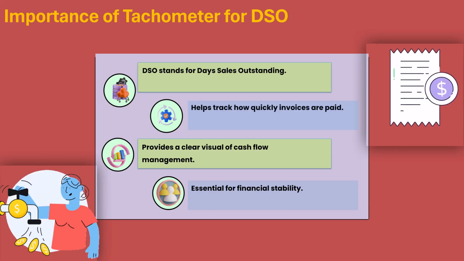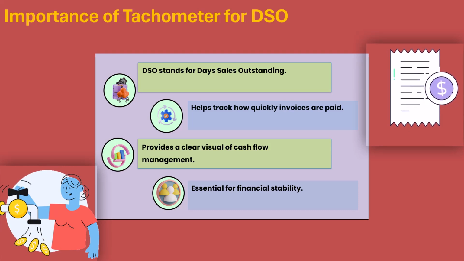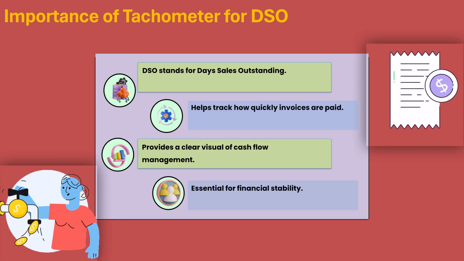Now let's talk about DSO, days sales outstanding. It's a critical metric that tells businesses how long it takes customers to pay invoices. If you've ever waited for a friend to pay back borrowed money, you know the feeling. A tachometer visual makes tracking DSO simple by showing payment trends clearly. Keeping DSO in check ensures better cash flow and financial health. Let's see why it matters.